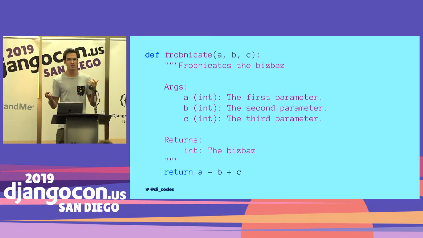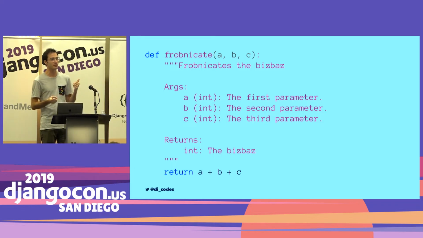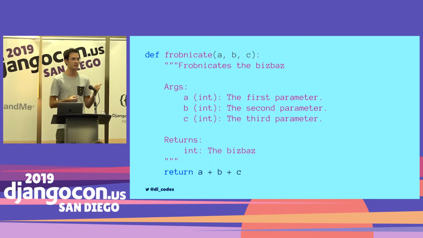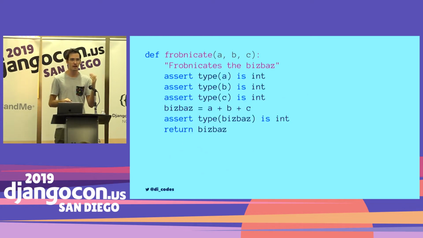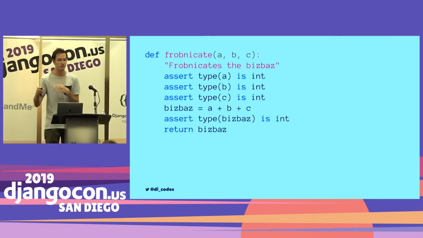It also doesn't actually change the evaluation of the function, right? You can still call this with strings, and it's still going to return a string. It's just a little handy guide there for the developer. We could do this. So we could write a function. We could assert on every single argument that we get, do our business logic or whatever we need to do, and then assert on the return type, and then actually return it.